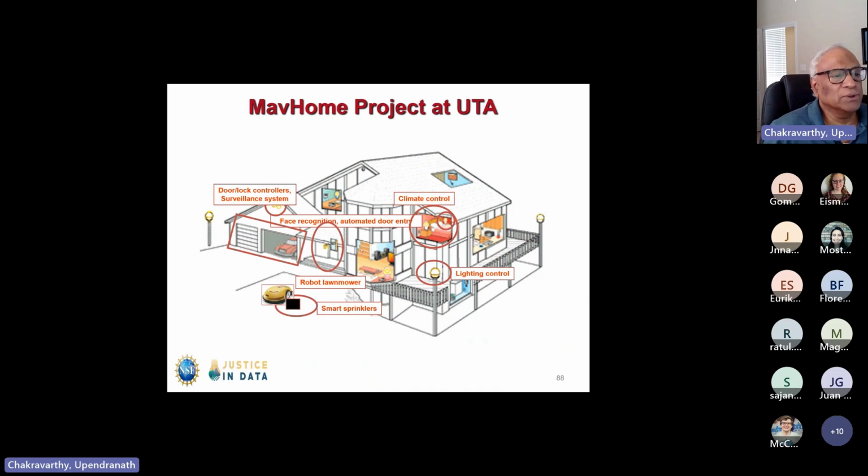The same thing was used for the Home project. Again, sensors were used for climate control, smart sprinklers, robot lawnmowers, door lock control systems, etc. Today, a lot of these are available. You can buy some of these things and deploy them in your house and other places, so they have become more or less mainstream. This was a research area around the late 90s and 2000s.